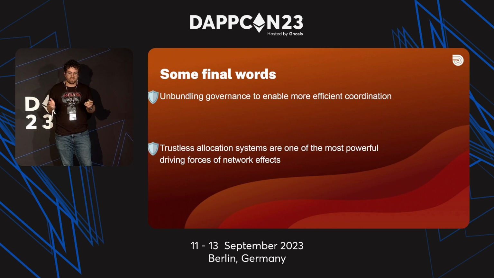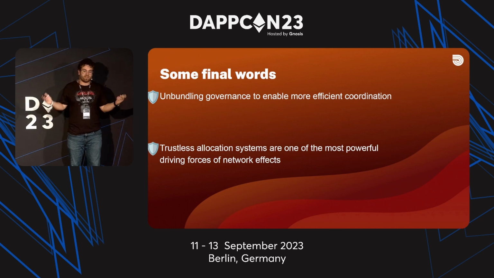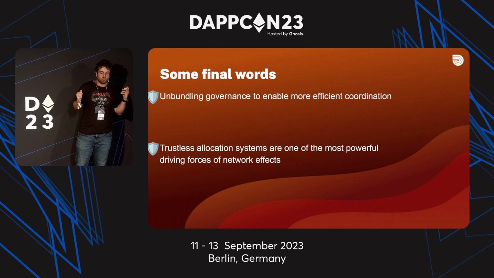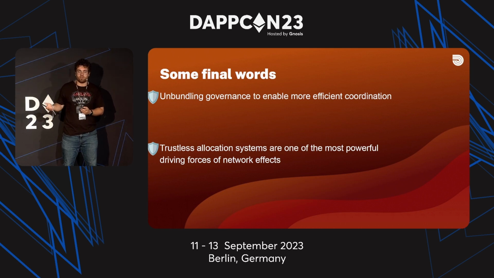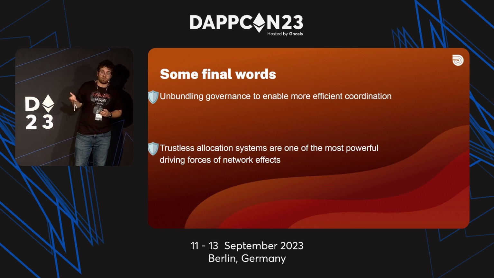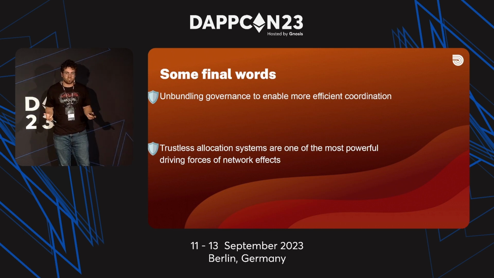Last but not least, gauges, but I call them trustless allocation systems, are one of the most powerful driving forces of network effects. What does it mean? We've seen this with the success of Curve, despite all the complications they've seen over the past months. There's an extreme resilience, not only of the protocol in itself, but also of the community that's built around it, because a lot of people were incentivized to build on top of it and for the project to succeed.